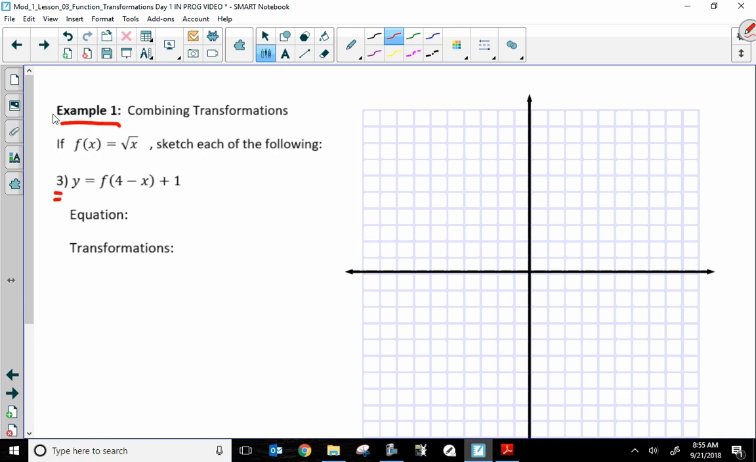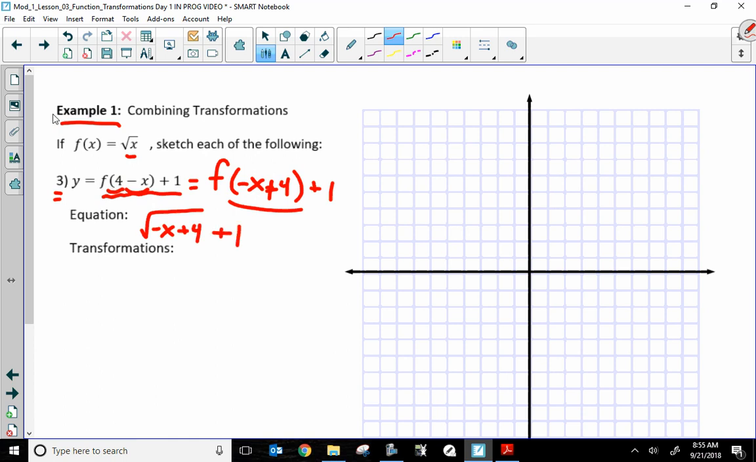Okay, let's put this into equation form. Keep in mind that's the same thing as saying the function of I have a negative x, and that's a positive 4. That's not a minus 4 because there's a minus in between them, and then plus 1. If I put that into my function, then the parentheses will stay in the function. So it's the square root of negative x plus 4, and then I have my plus 1 afterward.